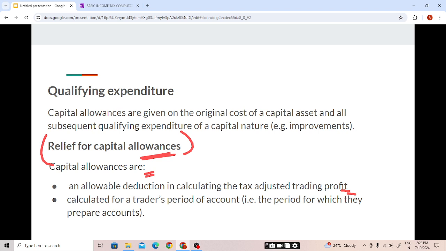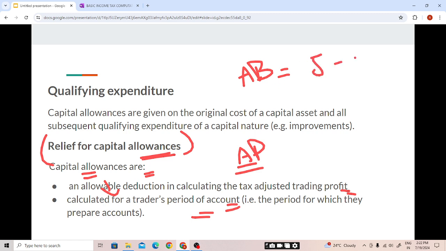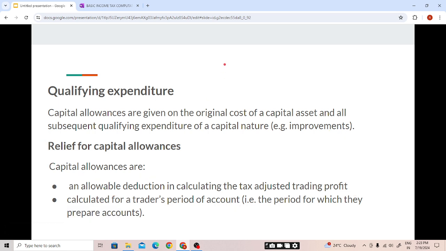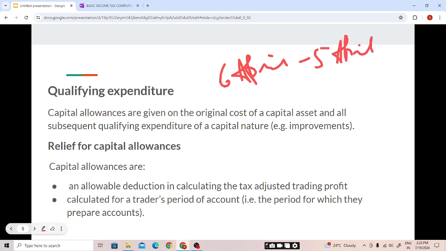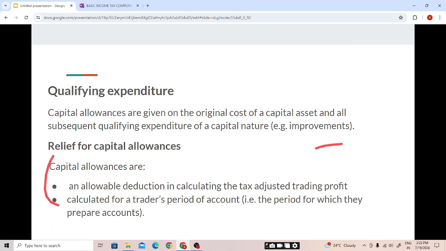Now students, this capital allowance is calculated for the trader's period of account. What does period of account mean, students? Period of account means accounting period. The accounting books are prepared, that is, from January to December, or April to March, or November to December. It is upon the trader's choice, but our tax year starts from 6th April to 5th April. But we calculate capital allowance on period of accounts, that is, accounting period.